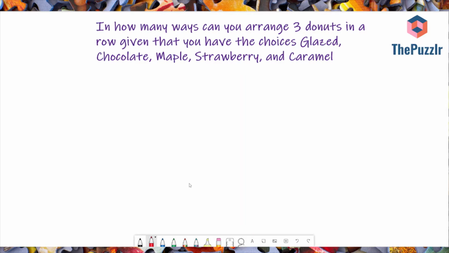In how many ways can you arrange 3 donuts in a row given that you have the choices glazed, chocolate, maple, strawberry, and caramel? How many choices do we have for the first donut? 5, right? 5 toppings or 5 types of donuts, so we have 5 choices. Then for the second donut, we've already picked one of the 5, so now we only have 4 choices left. And then 3. And that's how you would do this. This would give us 20 times 3, which does give us 60.